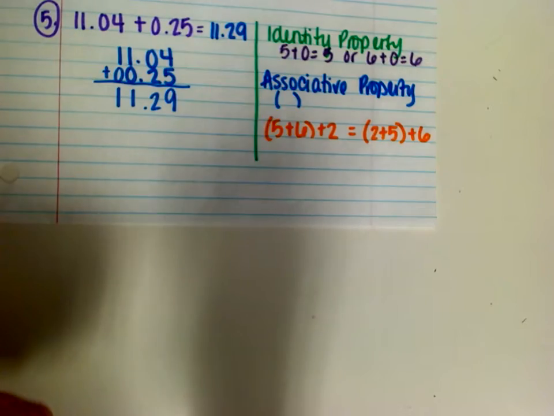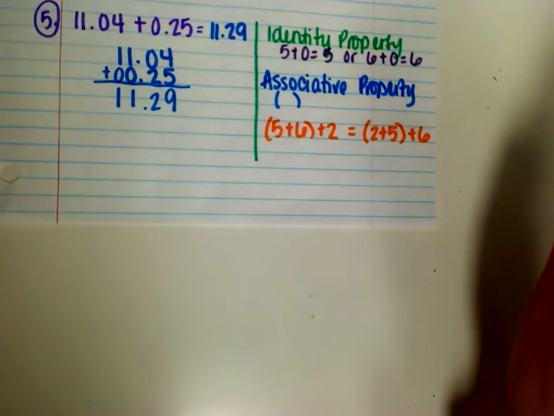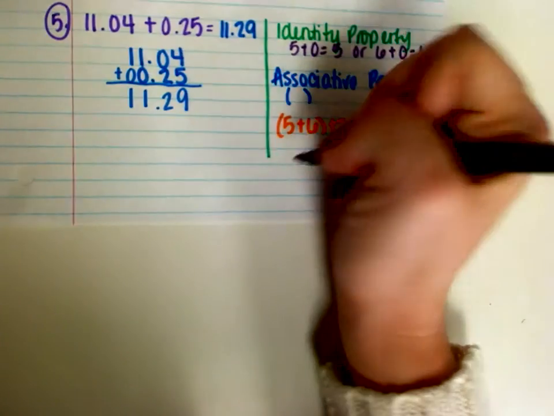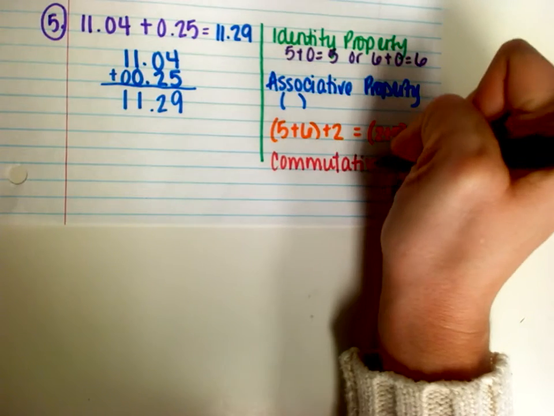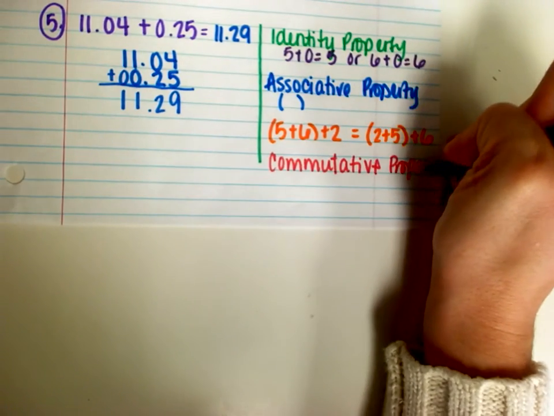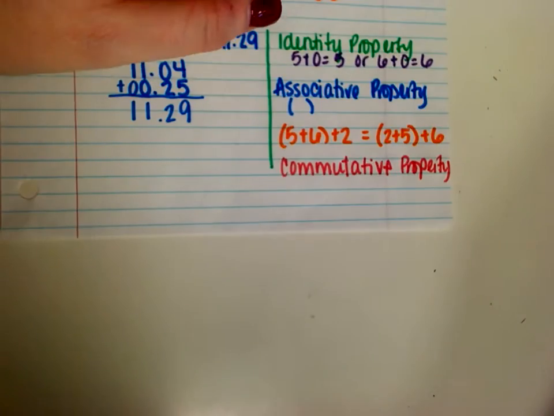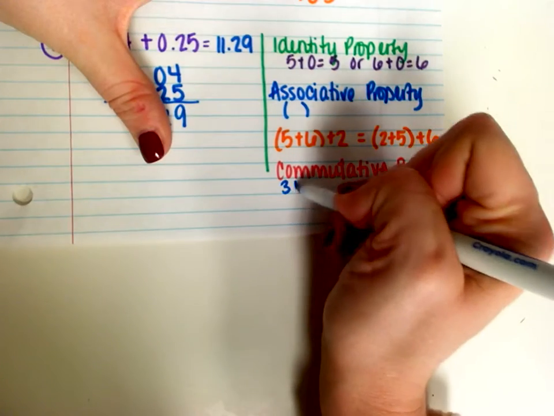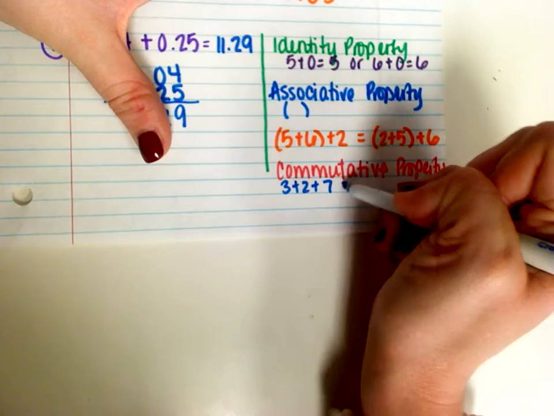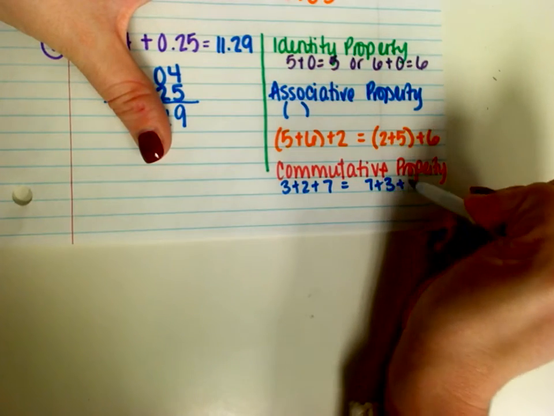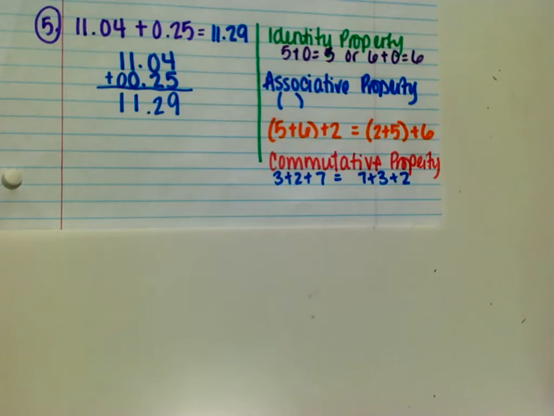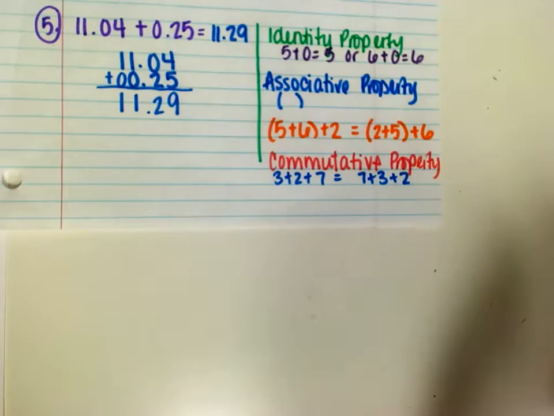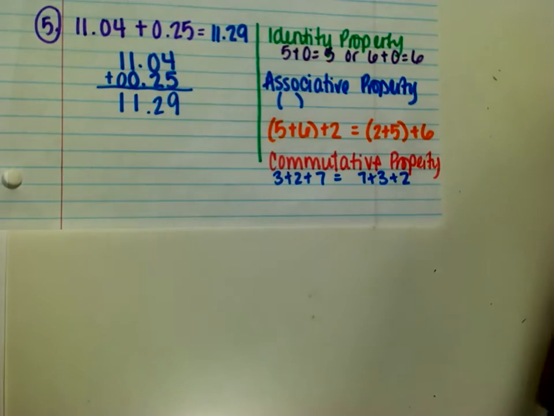And then the last one we talked about is the commutative property, which just means that no matter what order you write the numbers in, you're going to get the same sum. So like 3 plus 2 plus 7 is the same thing as 7 plus 3 plus 2. All right. This is just giving a name to something that you might just do automatically, mentally in your head.